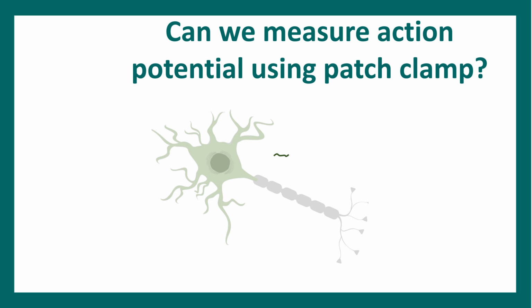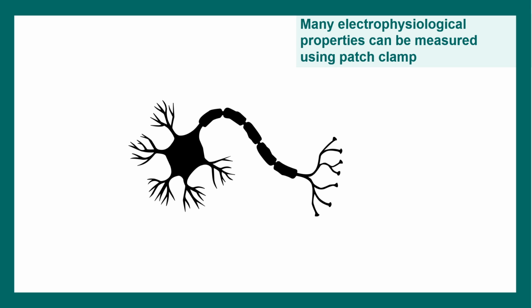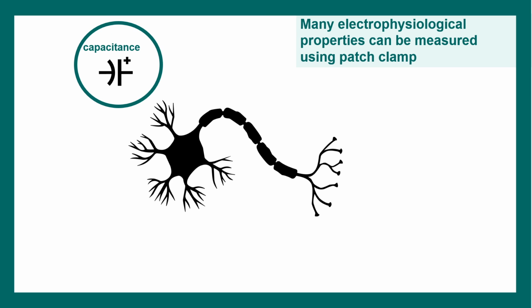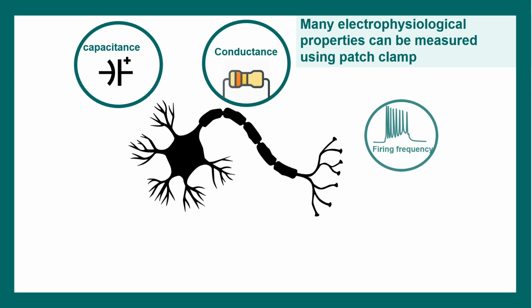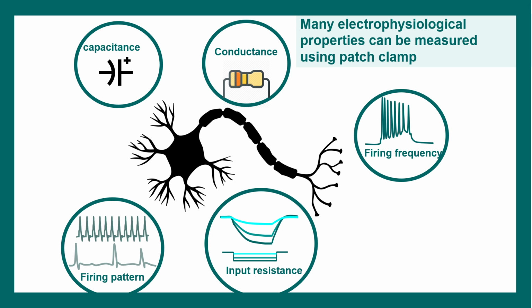The question is, can we measure action potentials using patch clamp? The simple answer is yes, we can. Not only action potentials, many other electrophysiological properties such as capacitance, conductance, firing frequency, input resistance, and firing pattern, all of these can be understood from the patch clamp method or variations of the patch clamp method. So we will learn about all these properties sequentially. So stay tuned because these are not really discussed in the books.